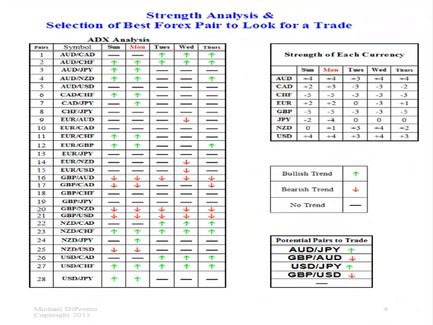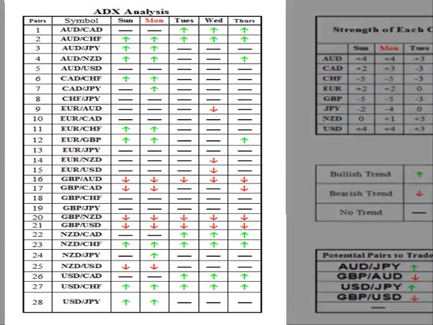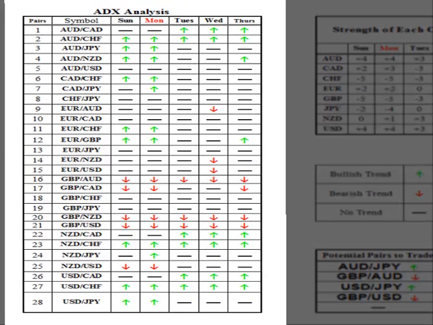Once a day after 5 p.m. Eastern Standard Time, I do a review of all 28 Forex pair price charts, and this takes much less than 30 minutes per day. Here are Monday's results. In the table on the left, we'll make a notation when a pair has a green ADX. If the ADX is red, there isn't a trend, so we'll just put a dash.